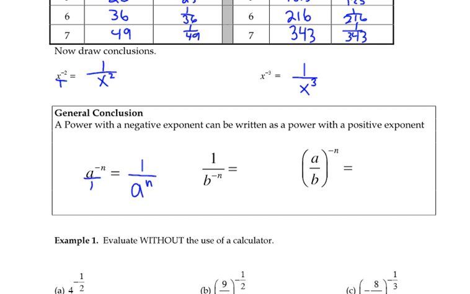So what about if our negative exponent's on the bottom? B to the power of positive n over 1, you're right. Or just b to the power of n. Do you need to write over 1? No. So you could also just write it as b to the power of n.